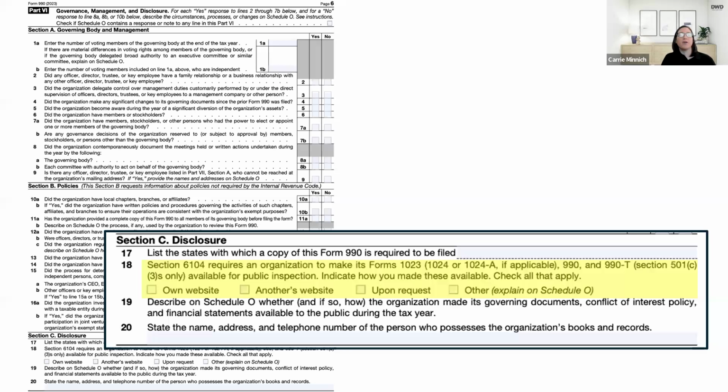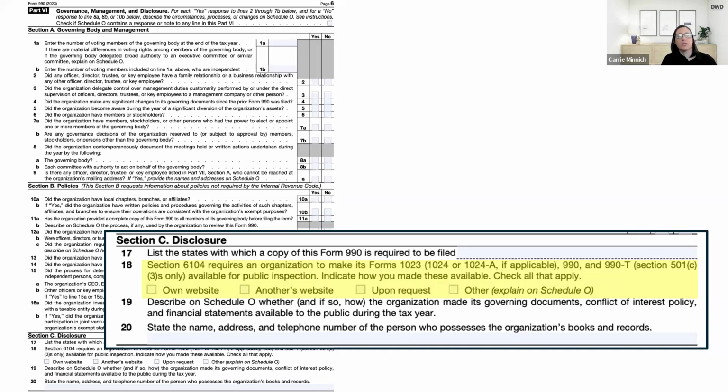So again, we talked about how your Form 990 is supposed to be made available to the public. So how do you do that? And then also your Form 1023 or 1024, your tax exempt application, asks about that. So how do you do that? Do you put it on your website? Is it on someone else's website?